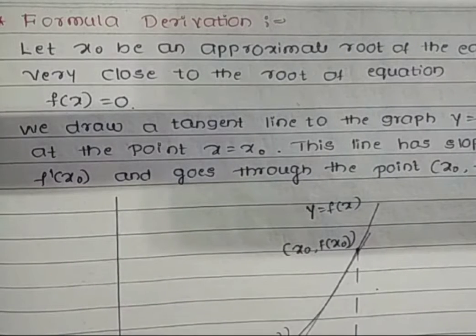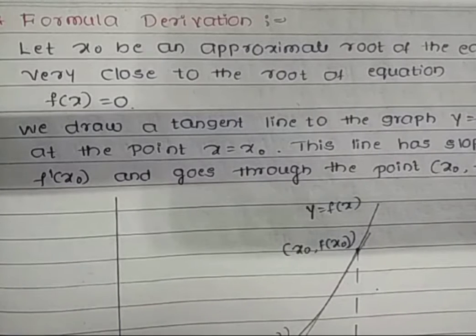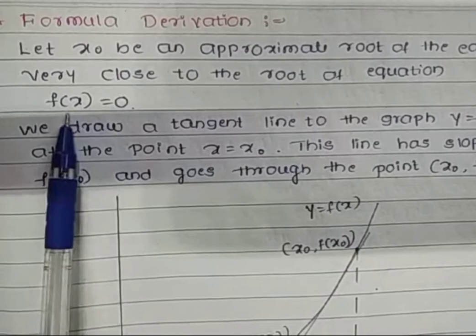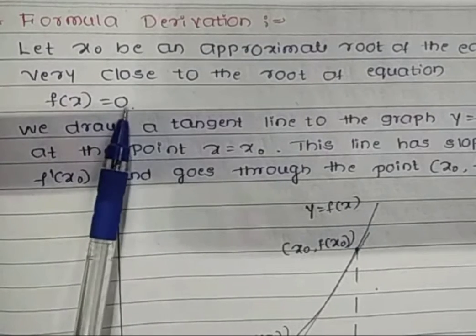Initially, we have to consider one x0 value, just as in previous classes in the secant method, where we also selected one x0 value. In a similar way, for the Newton-Raphson method, in the beginning we have to consider one x0 value. That value is very close to the root of the given equation f of x equal to 0.